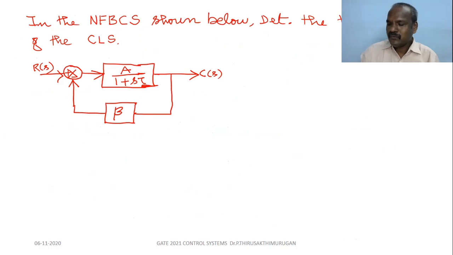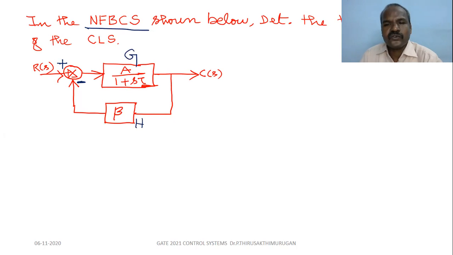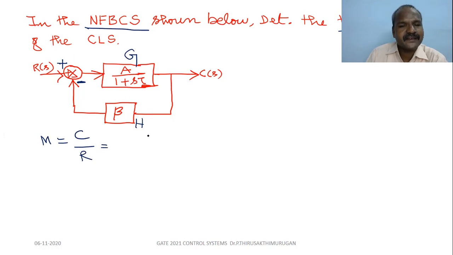In the negative feedback control system shown below, determine the time constant of the closed loop system. The feedback is negative; this is the open loop G, and this is H. The closed loop system is C of S by R of S, so M equals C by R, which is G by 1 plus GH for negative feedback.